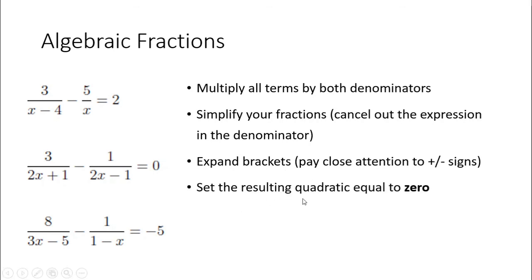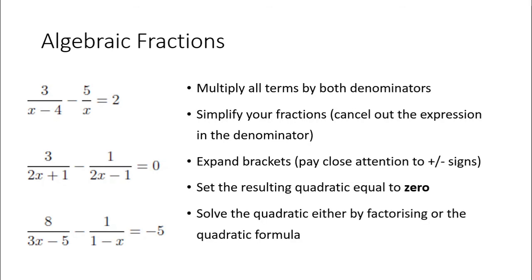Now set the resulting quadratic equal to 0. Generally speaking, these ones almost always end up as a quadratic because we're ending up multiplying bracket times bracket. So if you see an x squared term, rearrange it so that you've got 0 on one side of the equation, and then solve the quadratic either by factorizing or by the quadratic formula. If they don't say that you have to factorize, you don't need to, but often it's easier to factorize than use the formula. It's very easy to make calculating mistakes.